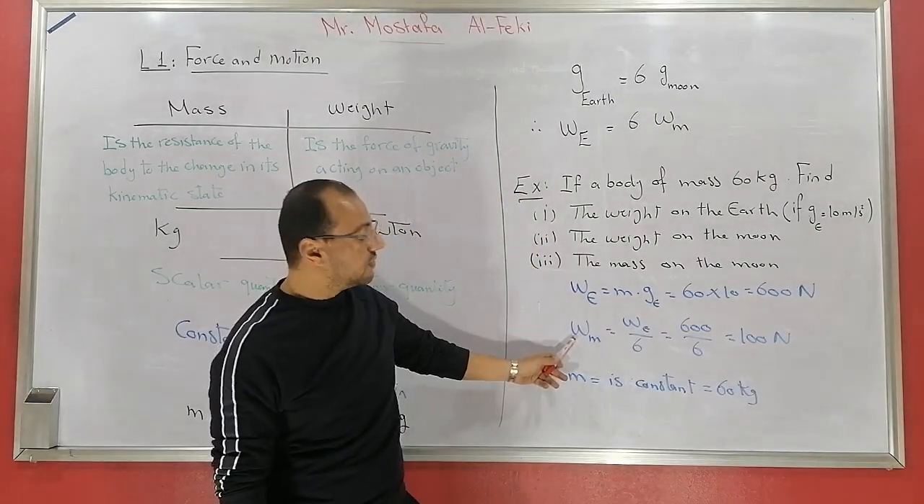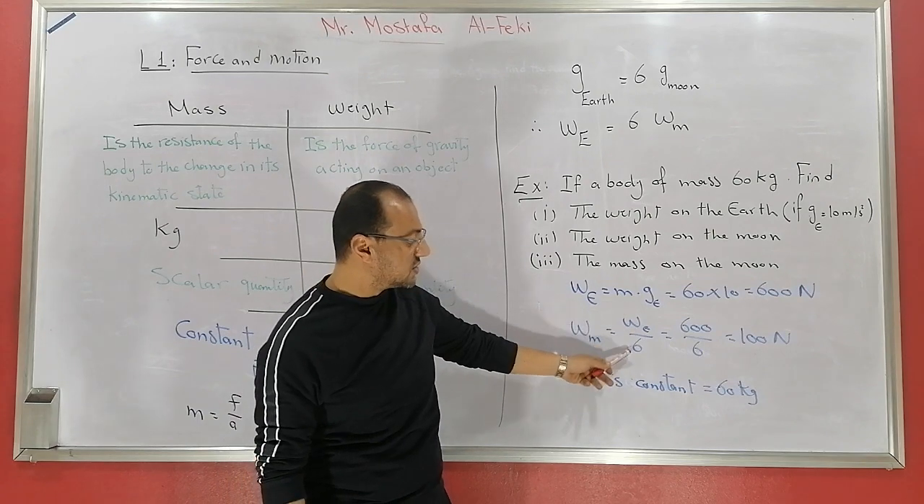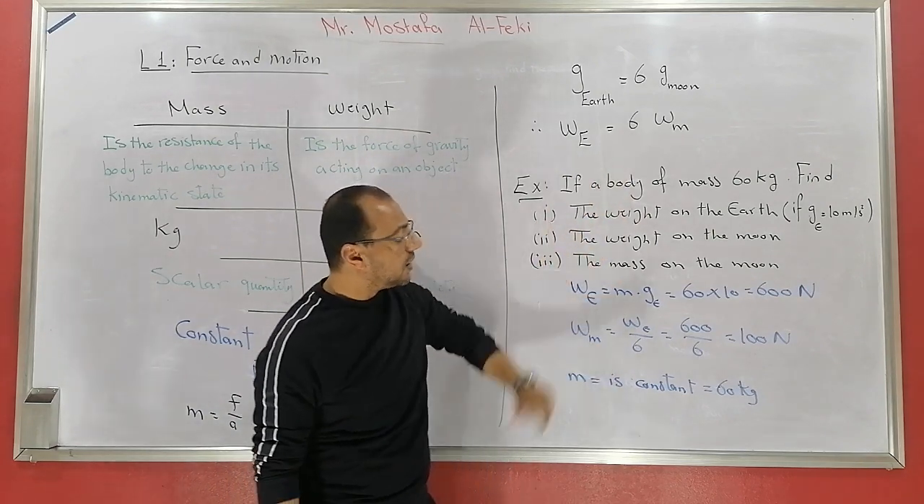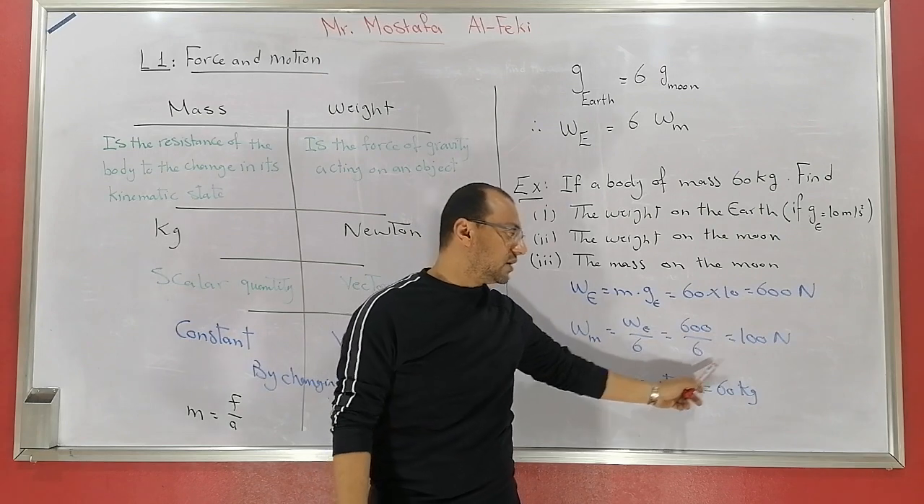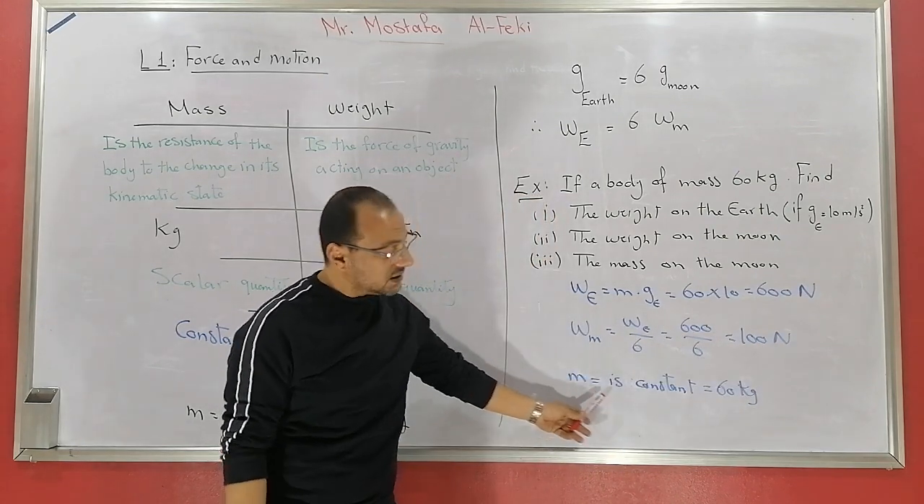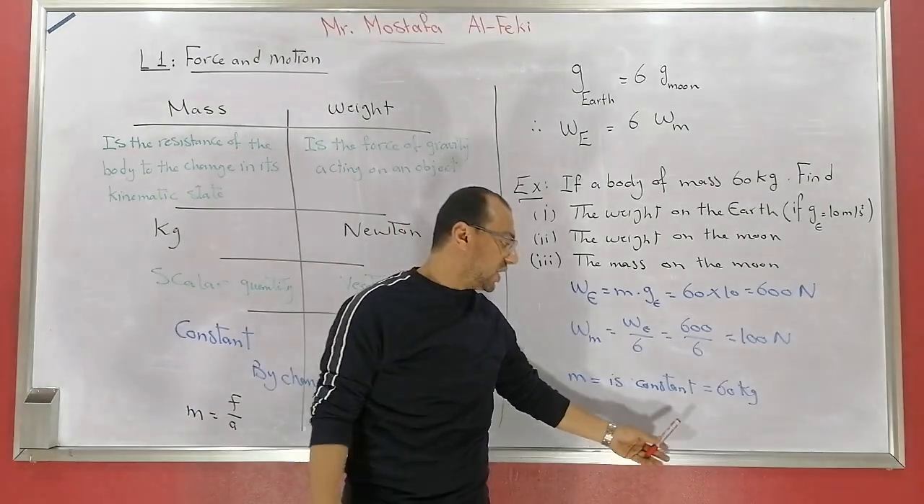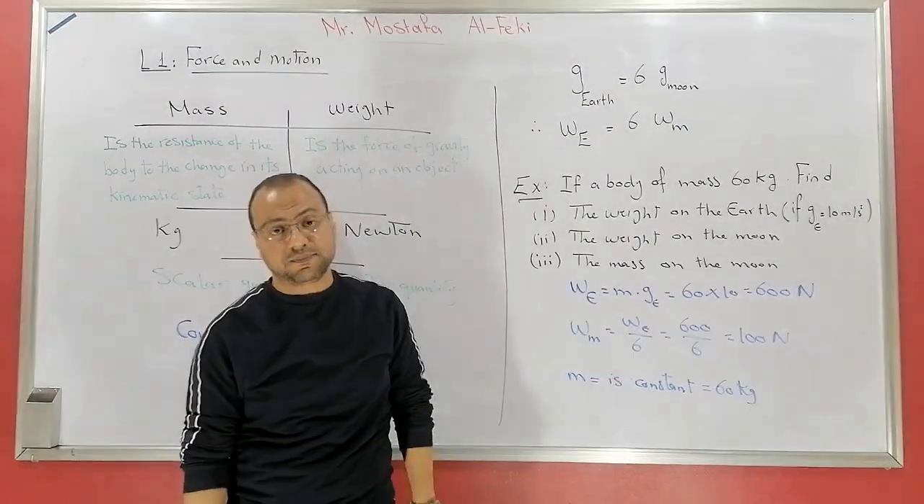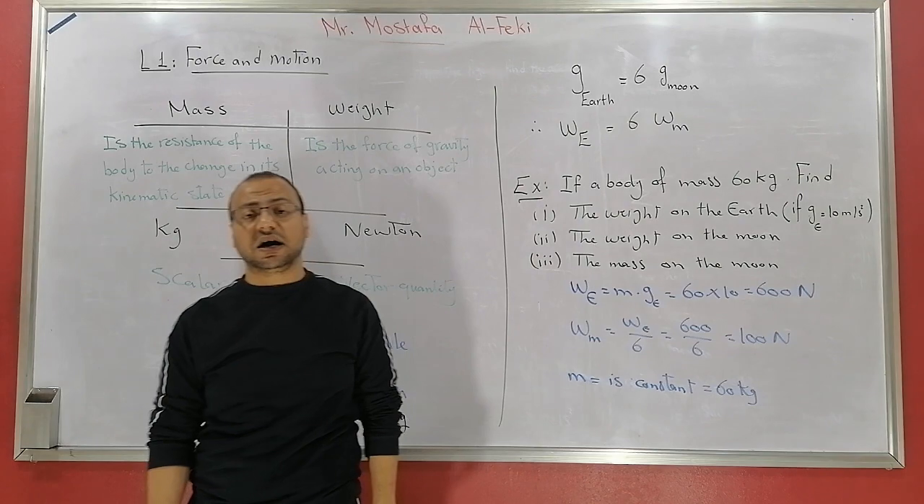The weight on the surface of the moon equals the weight on the surface of the earth divided by 6. 600 divided by 6 equals 100 Newton. At last, the mass is constant, it doesn't change, it equals 60 kilogram. Thank you. This is the end of the lesson.